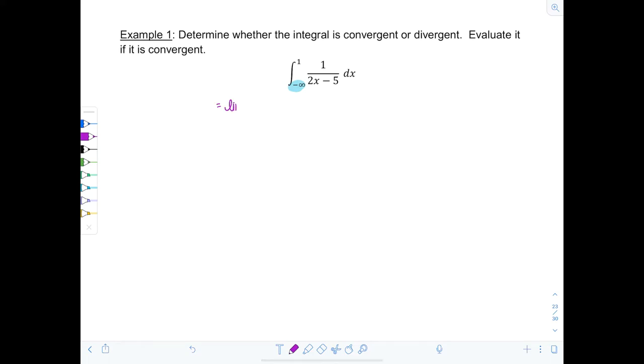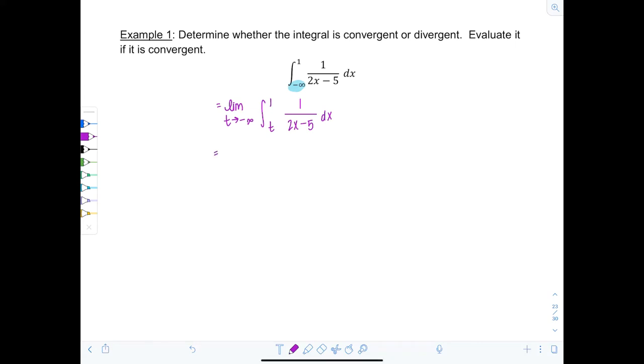So here we have the limit as t approaches negative infinity, integral from t to 1 of 1 over 2x minus 5 dx. That has to be the first step. Take that infinity out of your limit of integration and replace it with t. From here, can we anti-differentiate this? Oh yeah, this one's no big deal. You could do a u sub, but hopefully at this point you don't even need to. If u was 2x minus 5, du would be 2 dx, so we're going to have an extra 1 half in there.